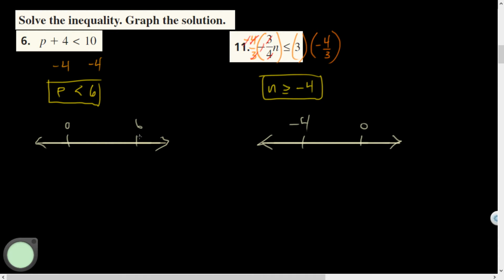I will have p is less than 6. Oh, it always fools me, guys. They done fooled me. Open circle, shade it to the left because less than is to the left. And n is greater than or equal to -4. Fill that circle. I heard a teacher just the other day say that when it's equal to, you bubble it in like on a Scantron test, a little multiple choice sheet where you're filling in the bubble.